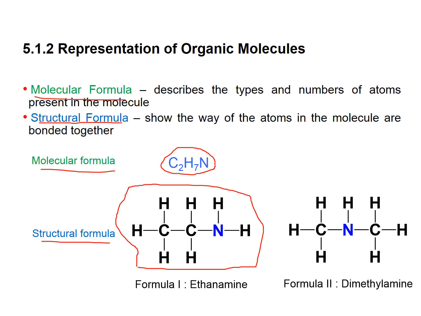So molecular formula is just a brief formula that shows how many atoms are involved in that particular formula. But for a structural formula, kamu buka segalanya, we can see all the bondings that the molecule has. For example, with the same formula C2H7N, you can have an ethanamine or dimethylamine. So there are two types of structural formula from the same molecular formula. These two are called the isomers of this molecular formula.